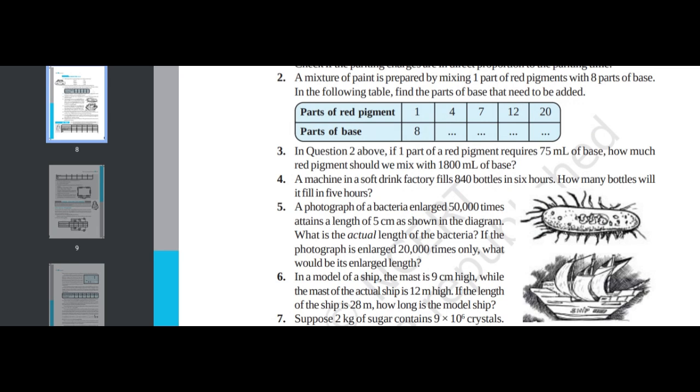A photograph of a bacteria enlarged 50,000 times attains a length of 5 centimeters as shown in the diagram. What is the actual length of the bacteria if the photograph is enlarged 20,000 times only? What would be its enlarged length? So basically they are asking that a photograph of a bacteria enlarged 50,000 times attains a length of 5 centimeters as shown in the diagram. What is the actual length of the bacteria if the photograph is enlarged 20,000?